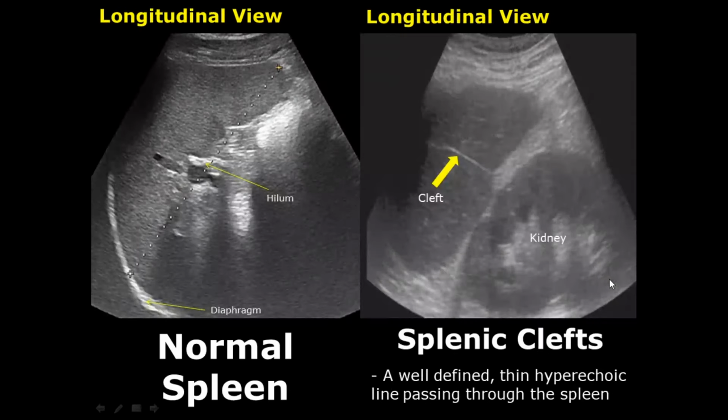If you notice a well-defined hyperechoic line passing through the spleen, it is a splenic cleft. It is also a normal occurrence.